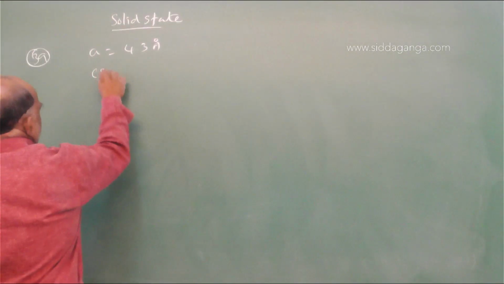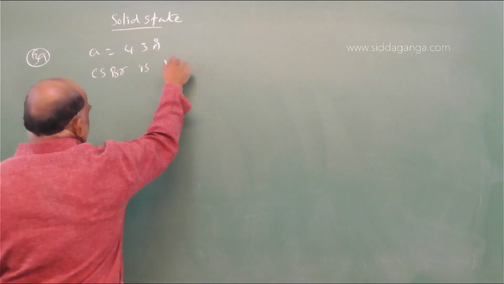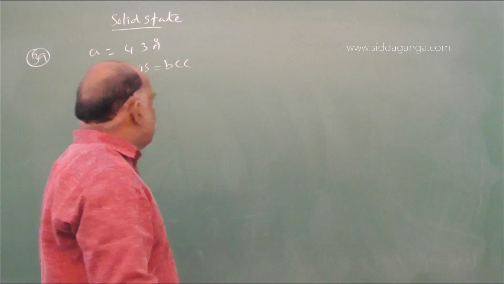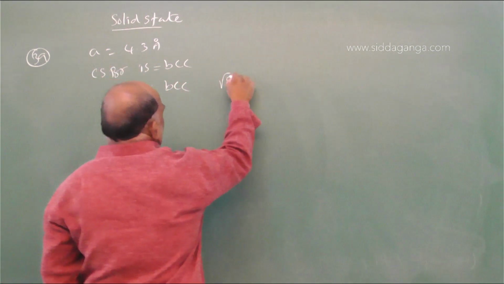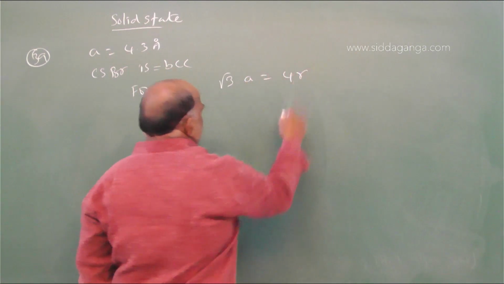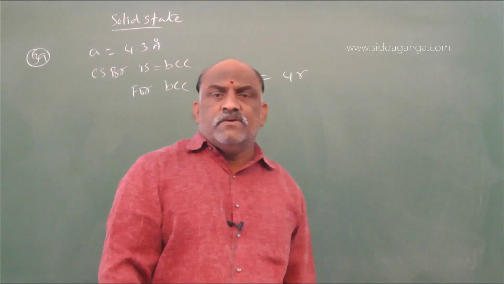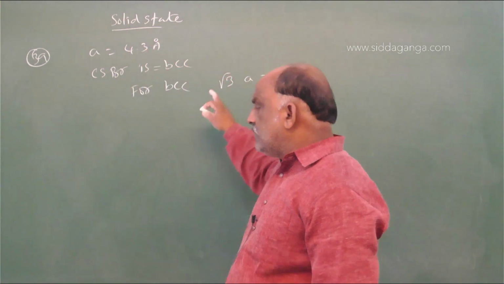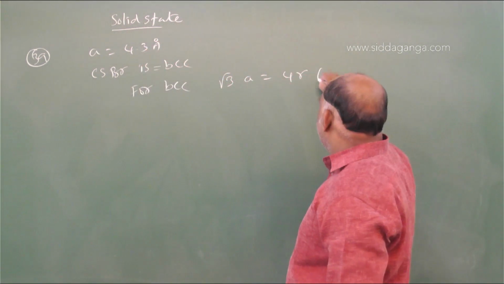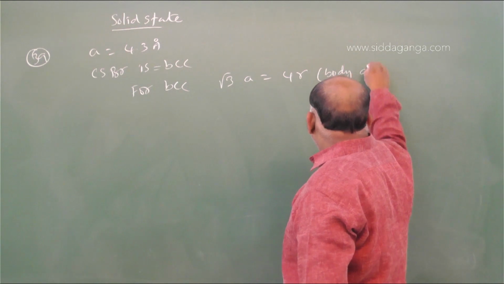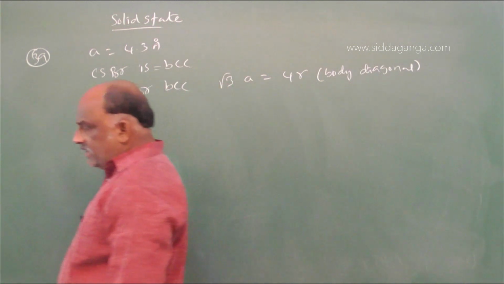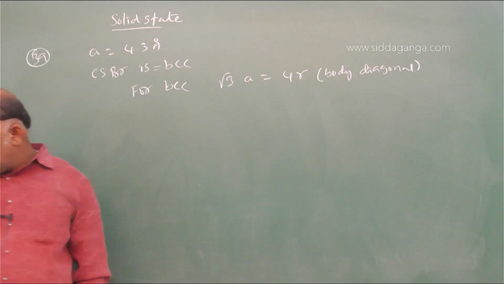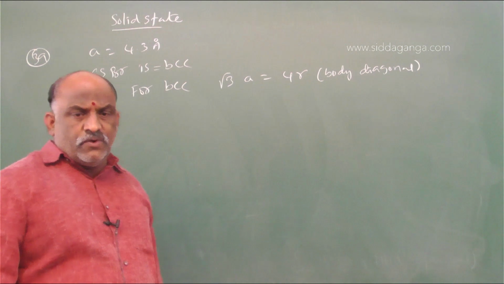Cesium bromide is BCC. So for BCC, the formula is root 3a equals 4r. This is the body diagonal. So here, root 3a is equal to 4r.